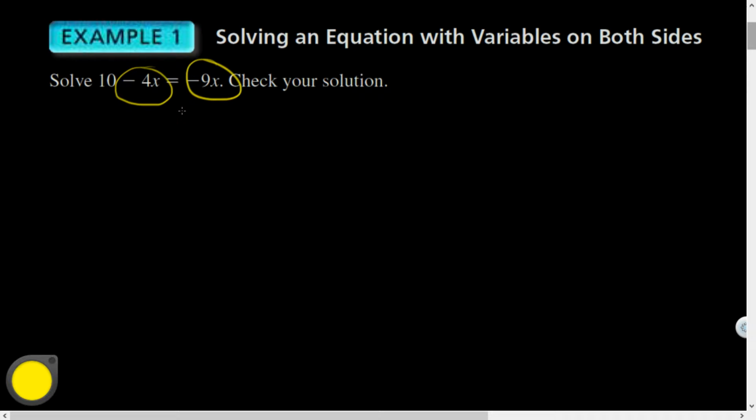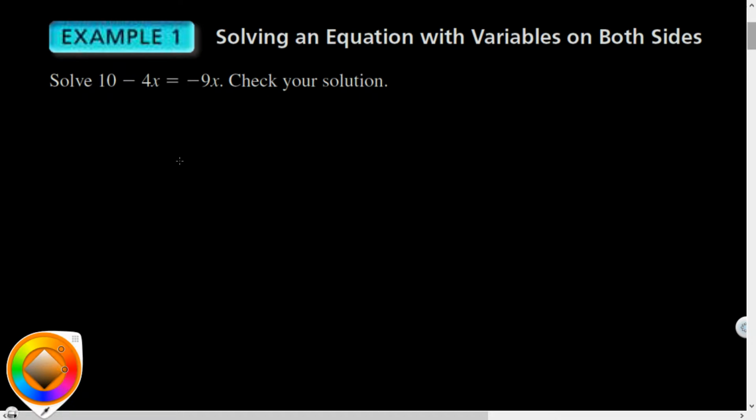So -9 is smaller than -4, so I'm going to move the -9x. I'm moving that with the x. I'm not just moving the -9, I'm moving the whole thing. And the way I do that is by adding or subtracting that variable. Now I'm going to add 9x to this side.